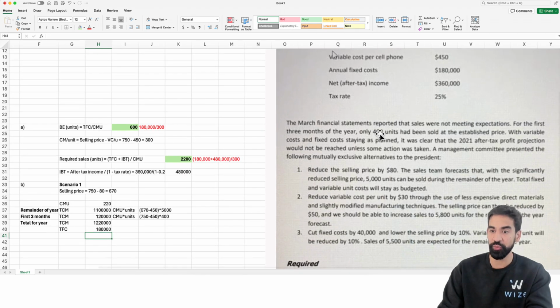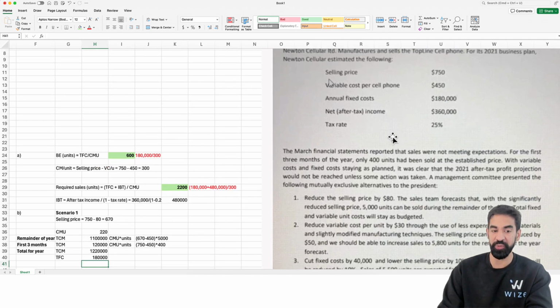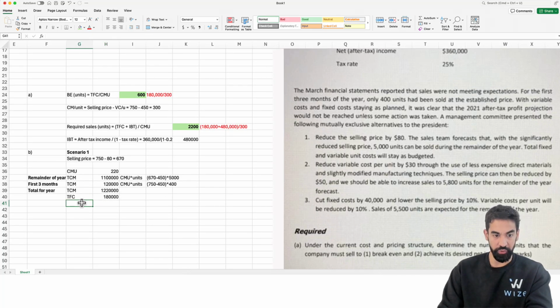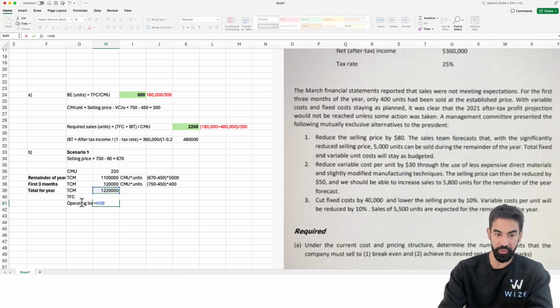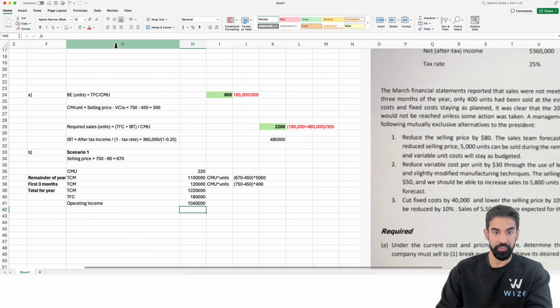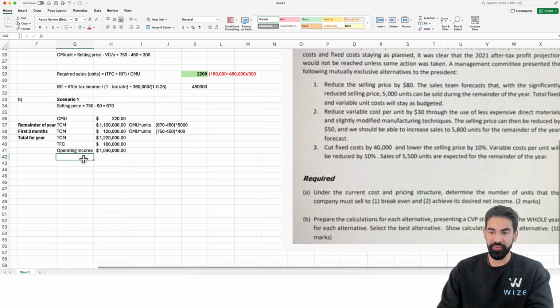After 3 months, they only sold 400 units. So they were like, oh, we're way behind our target of 2,200. But that doesn't mean that this fixed cost is just for 3 months, because a lot of students were asking me about that. So now we can get our operating income, which is these two numbers minus each other. So total contribution margin minus the total fixed cost. That'll give me 1,040,000. Okay, and that might be enough to get you the whole marks, or if they wanted it after tax, you could have figured that out as well.